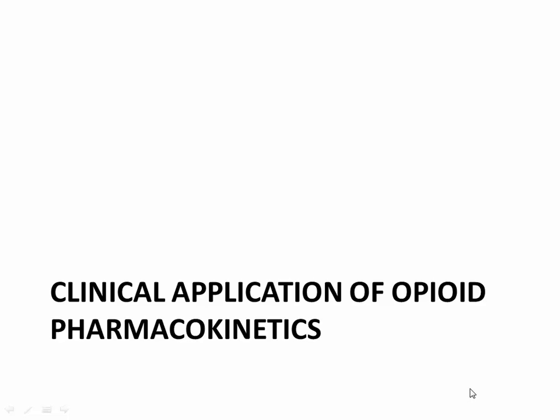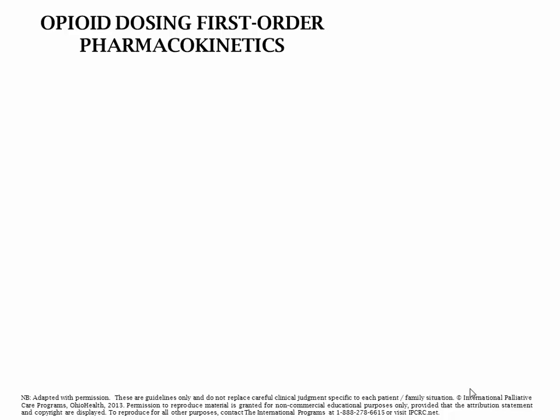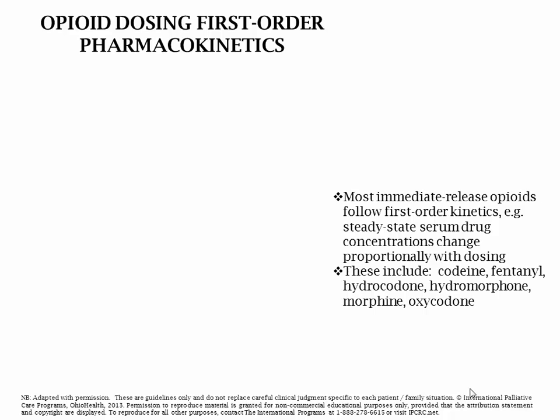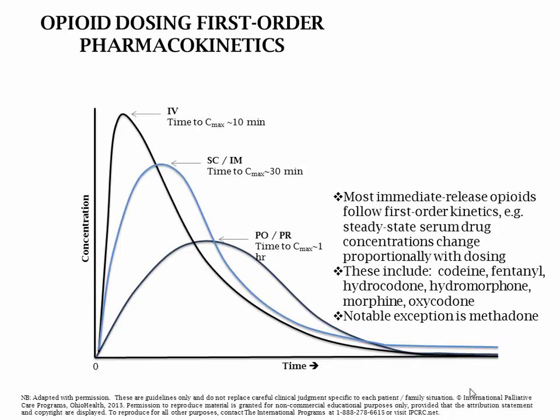In this video module, we're going to discuss the clinical application of opioid pharmacokinetics. Most immediate release opioids follow first-order kinetics. In other words, steady-state serum drug concentrations change proportionally with dosing. These opioids include codeine, fentanyl, hydrocodone, hydromorphone, morphine, and oxycodone. Notable exception is methadone. So let's take a closer look.